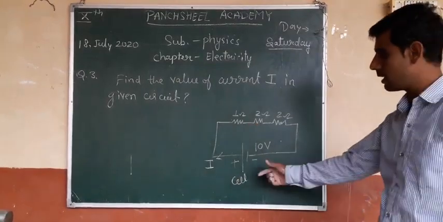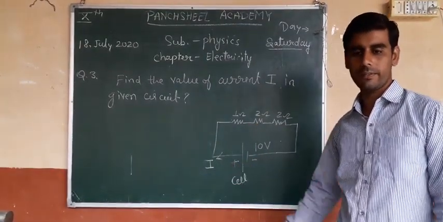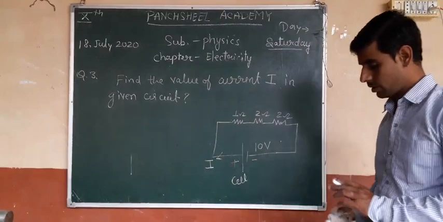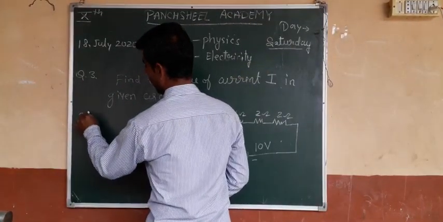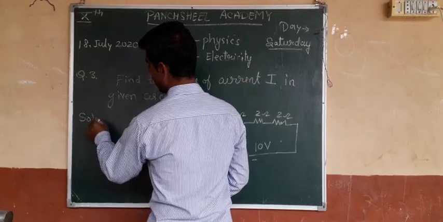इस सर्किट में आपको आई की वैल्यू क्या करना है, फाइंड करना है. सो यू हैव हाउ टू सॉल्व दिस क्वेश्चन. हाउ टू सॉल्व दिस क्वेश्चन.